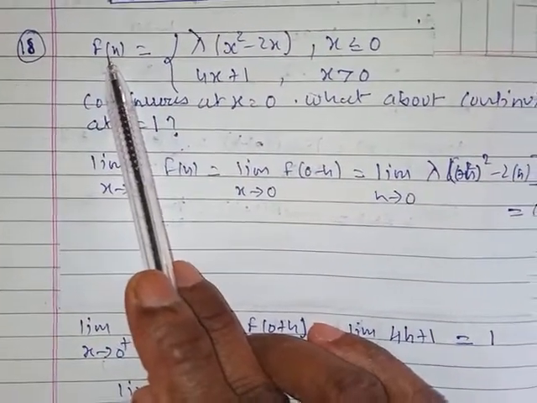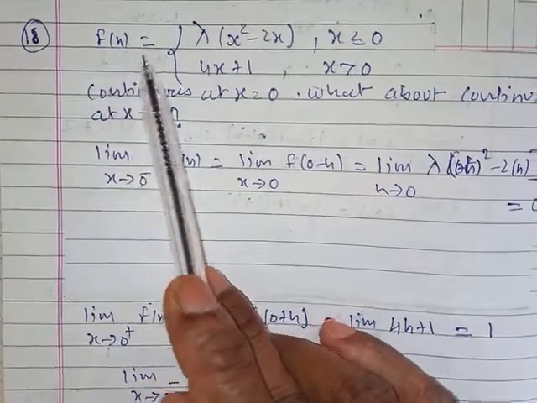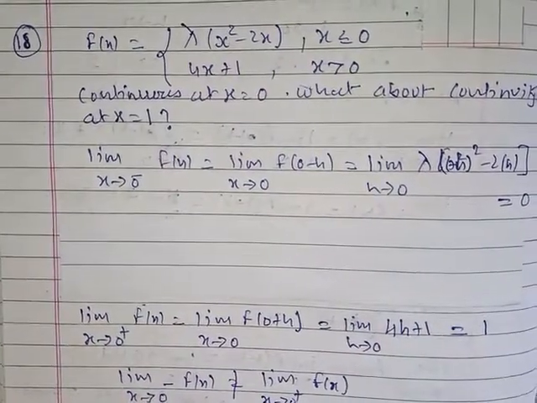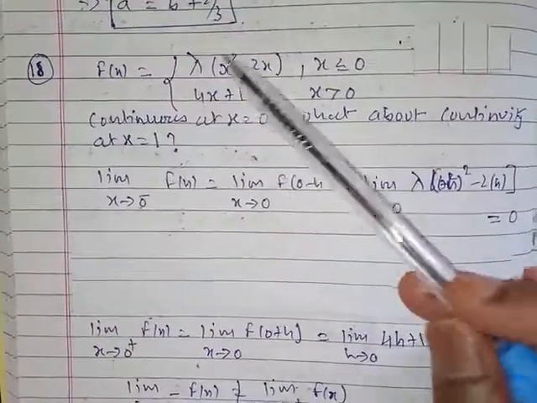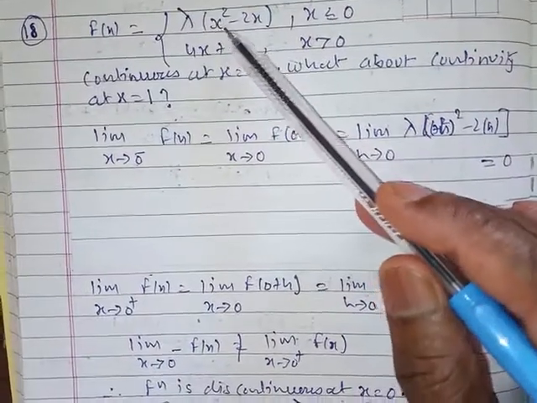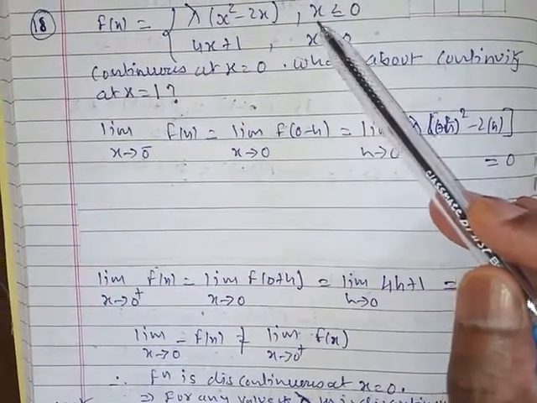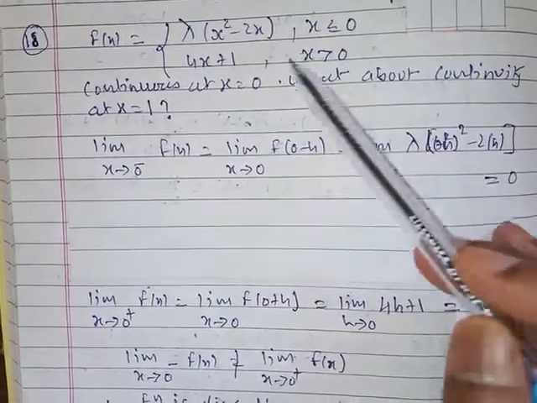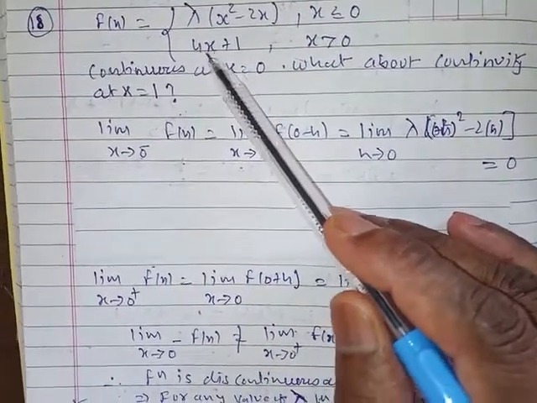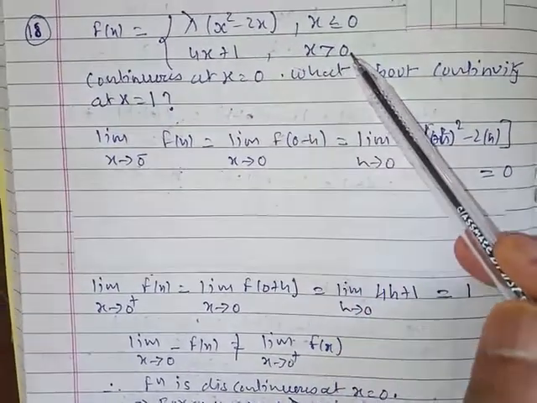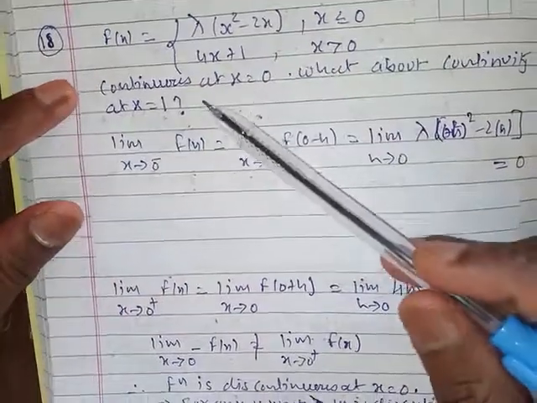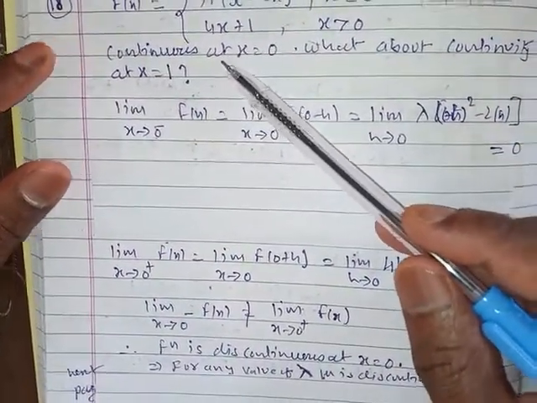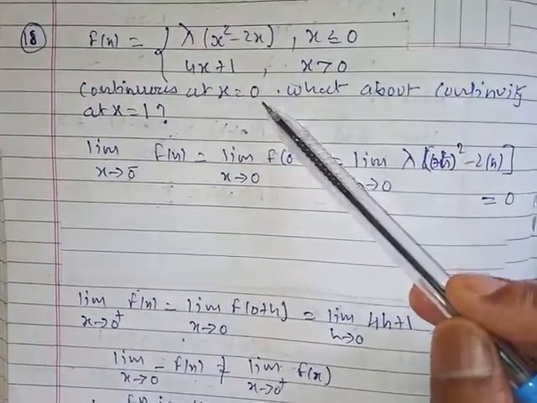Let's move on to question number 18. f(x) is equal to λx² minus 2x when x is less than or equal to 0, or is equal to 4x plus 1 when x is greater than 0. The function is continuous at x is equal to 0.